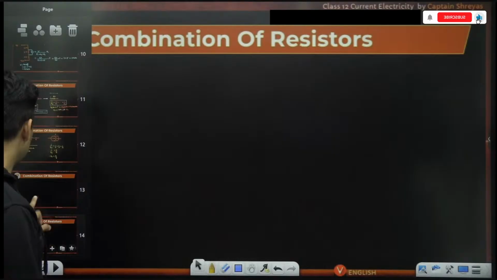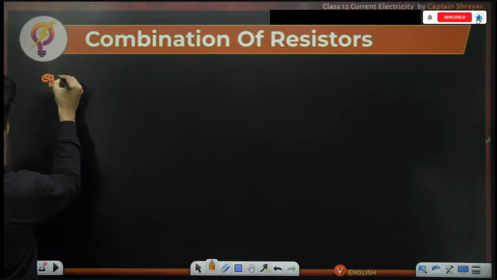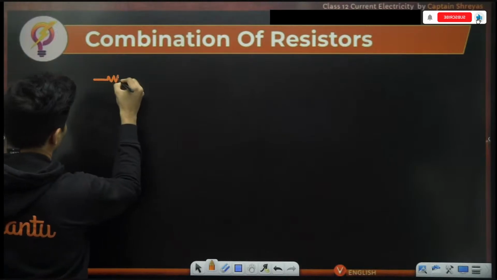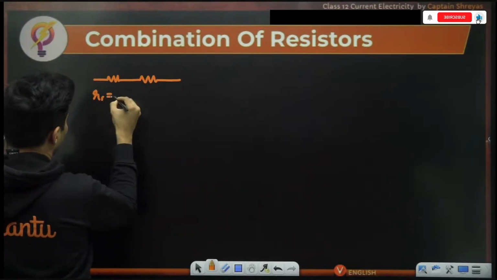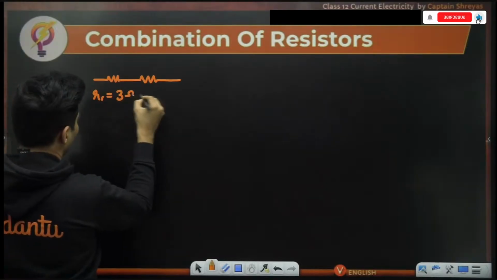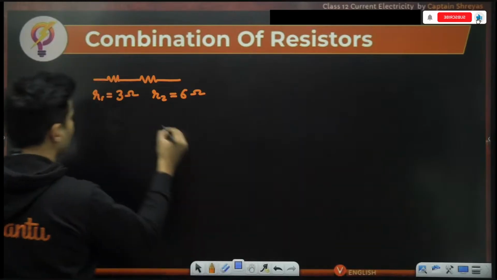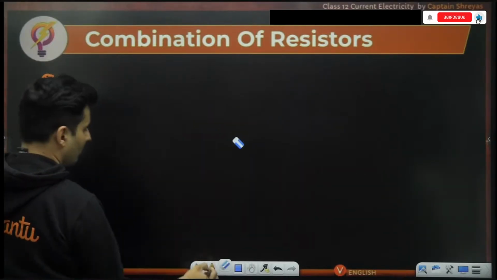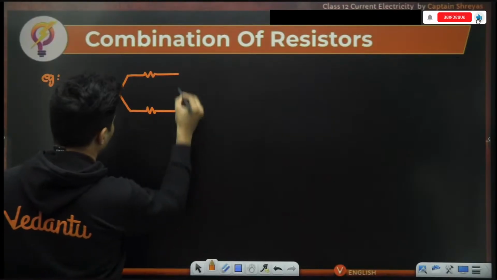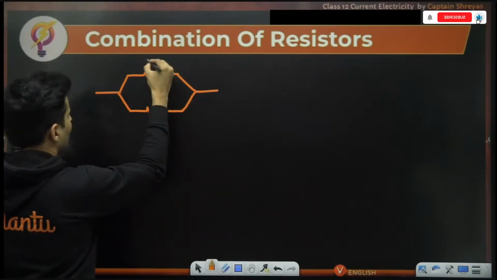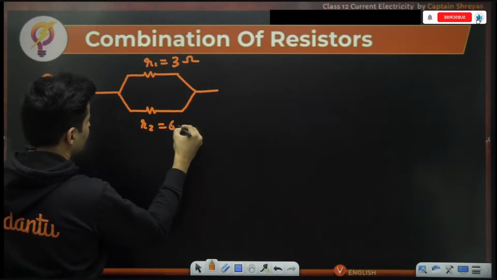Also, many times the 2 resistors are not necessarily equal. Say for example, you have one resistor here and another resistor here. Maybe this is R1, let's say it is 3 ohm, and this is R2, let's say it is 6 ohm. Sorry, not series, my bad. Parallel I wanted. This is one resistor and this is another resistor.